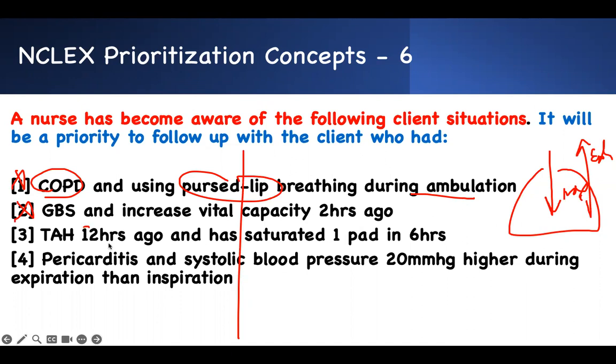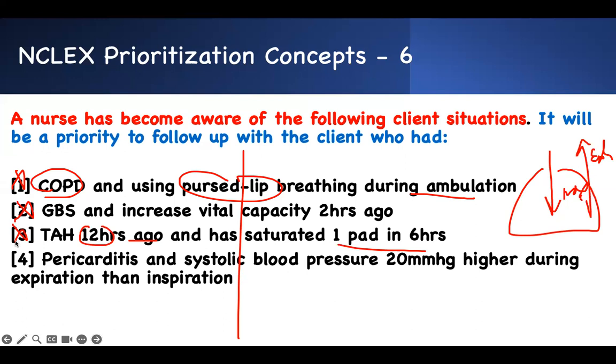Total abdominal hysterectomy 12 hours ago, and I'm saturating 1 pad in 6 hours. Well, that means I'm not bleeding at all. If I'm saturating in 15 minutes, yeah. Multiple pads in 1 hour, yeah. But 1 pad in 6 hours, you're doing good, ma'am. Same thing. Test taking strategy, 1, 2, 3 is eliminated. Therefore, I have to pick 3, 4, whether I like it or not. But you get to see, I hide the answer choice.